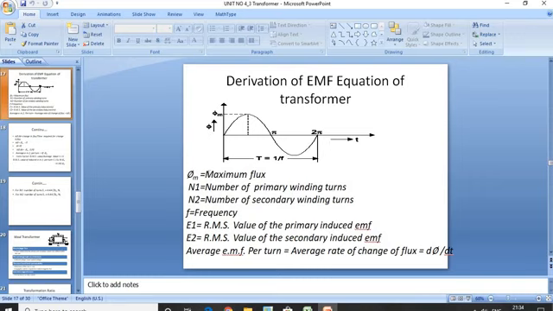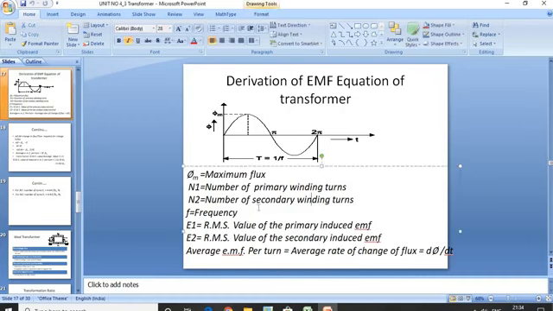Here the flux which is produced in the transformer is maximum flux phi max. N1 is the number of primary turns, N2 is the number of secondary turns, F is the frequency, E1 is the RMS value of the primary induced EMF, E2 is the RMS value of the secondary induced EMF. So by mutual induction, EMF gets induced, and that average EMF per turn is equal to the average rate of change of flux, which is equal to d phi by dt.